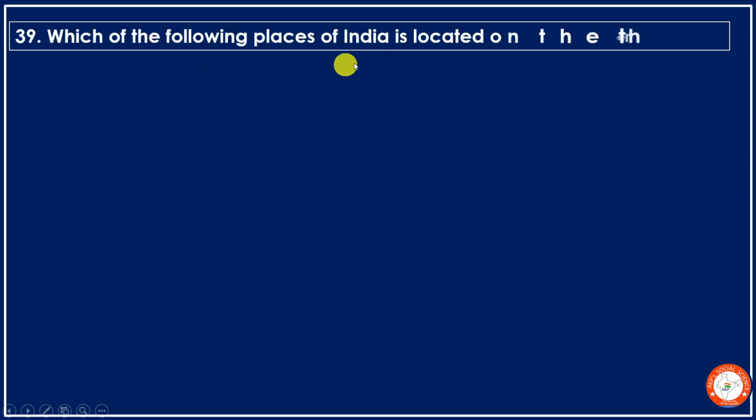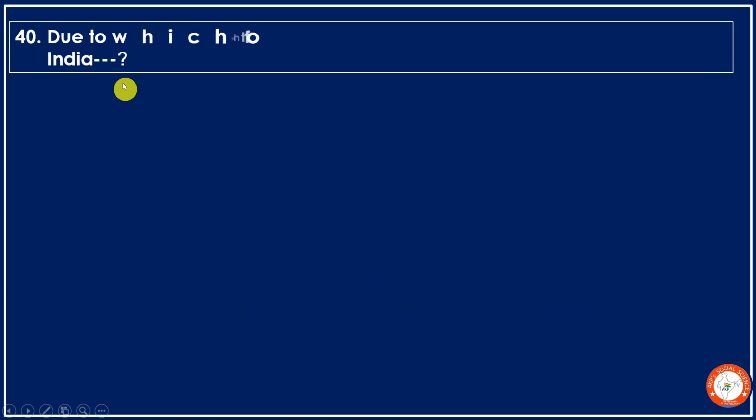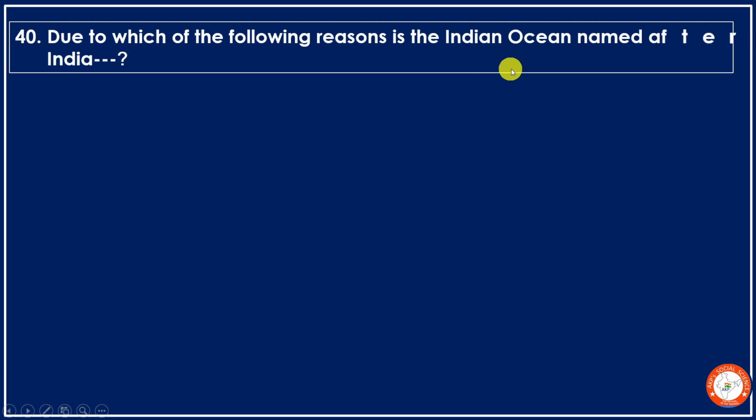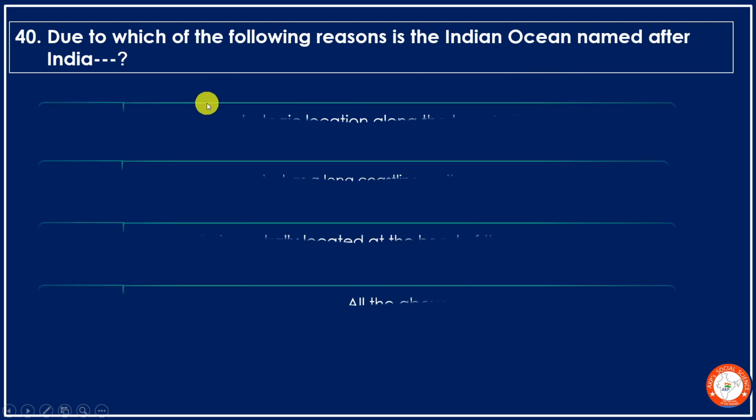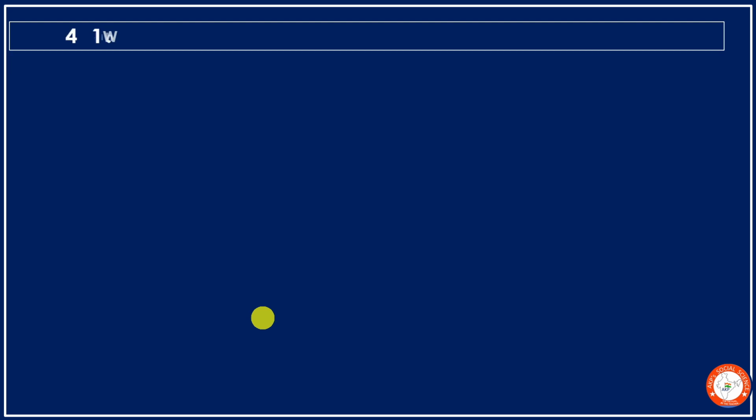Which of the following places of India is located on the three seas? Port Blair, Kavaratti, Kanyakumari, Kochi. The correct answer is Kanyakumari. Due to which of the following region is the Indian Ocean named after India? India has a strategic location along the Trans-Indian Ocean route. No other country has a long coastline on the Indian Ocean as India. India is centrally located at the head of the Indian Ocean. All the above. The correct answer is all the above.